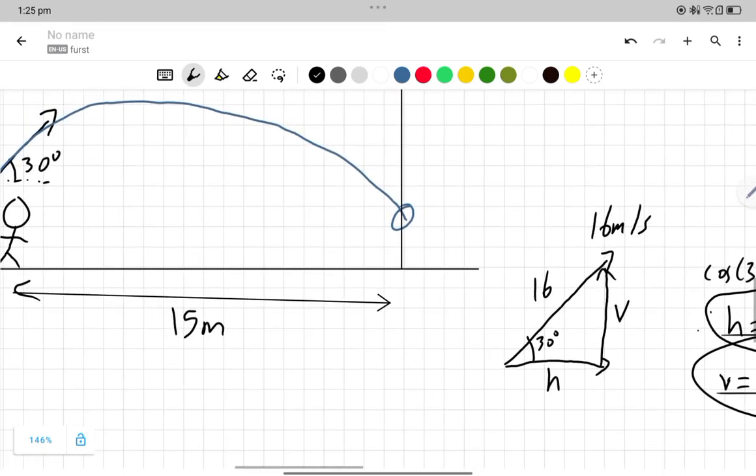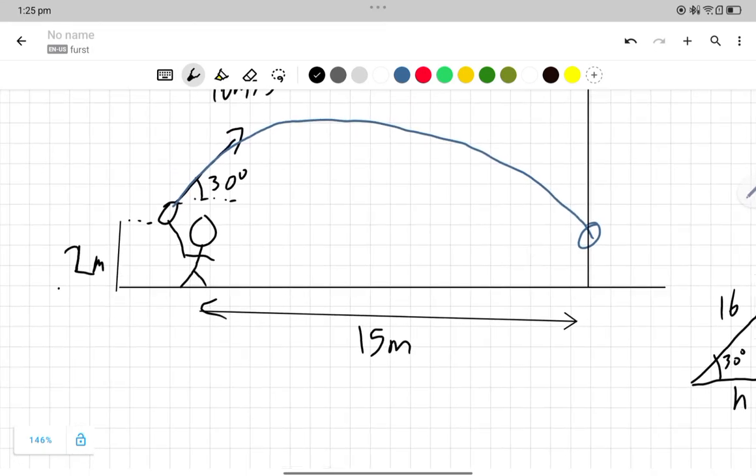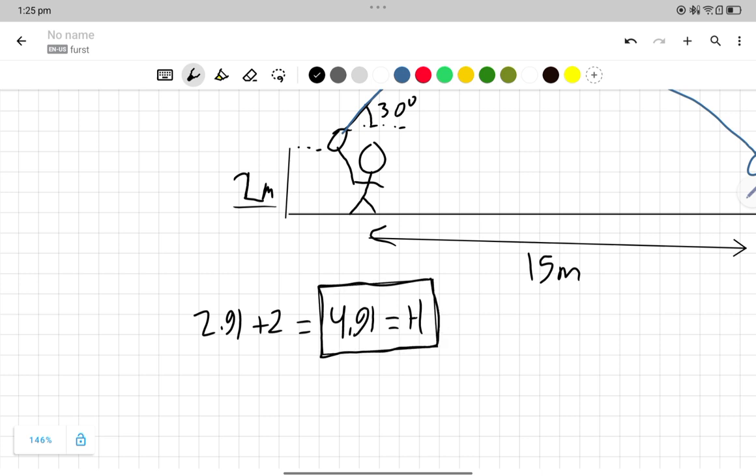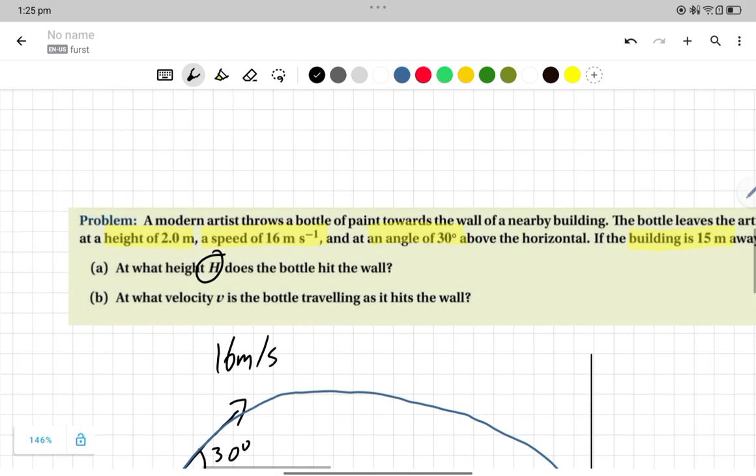Because remember, he threw the bottle at 2 meters above the horizontal. So it's actually 2.91 plus 2, and that equals 4.91. And that's what h is. So that's the answer for part A. Let's mark it here, h equals 4.91 meters.